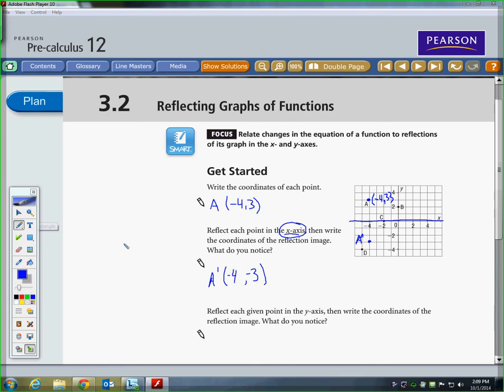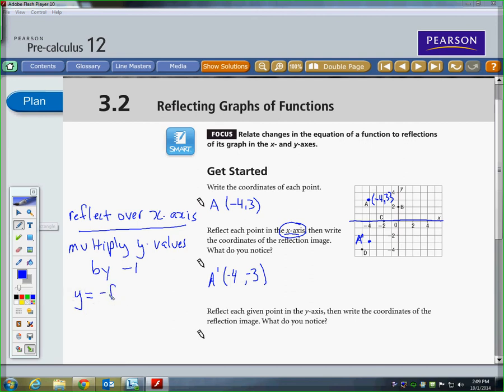And I think that's important enough for us to write down. So when we reflect over the x-axis, what does that really do? What does that mean? We multiply the y values by -1. And I'm going to give you another way of looking at it. It may not make sense yet, but hopefully soon it will. We can write this as y is equal to negative of f of x. So I'm just going to leave you hanging there about what that means.